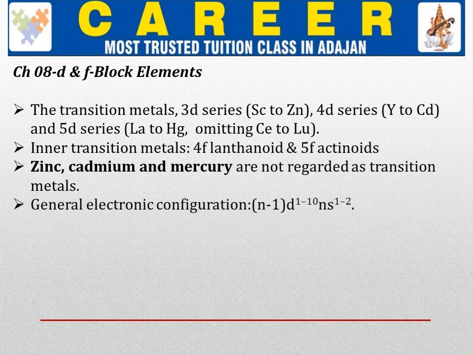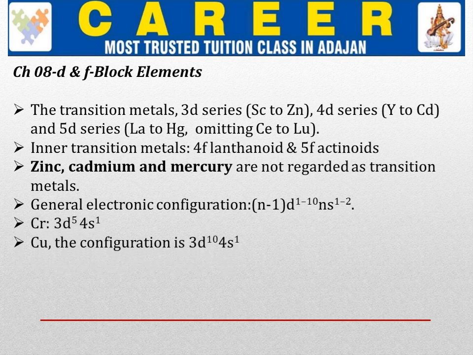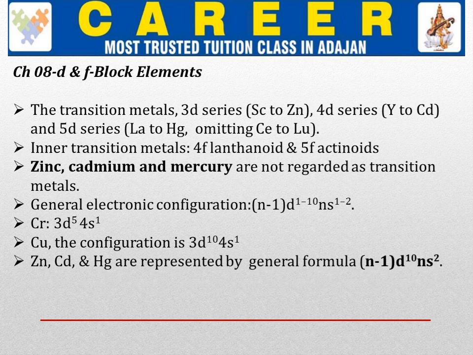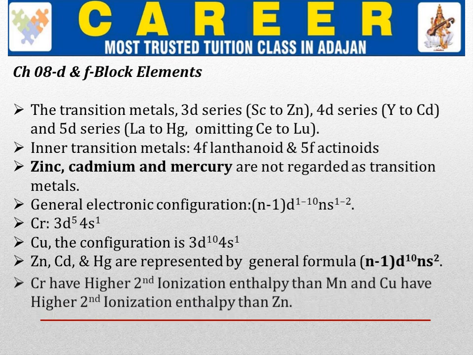General electronic configuration of d block elements is (n-1)d1 to 10 ns1 to 2. Chromium has electronic configuration 3d5 4s1 instead of 3d4 4s2, and copper has 3d10 4s1 instead of 3d9 4s2, due to half-filled and completely filled stability. Zinc, cadmium and mercury have general electronic configuration (n-1)d10 ns2.